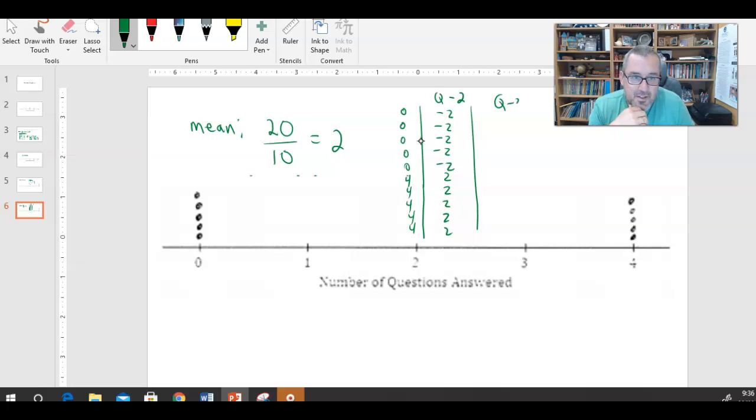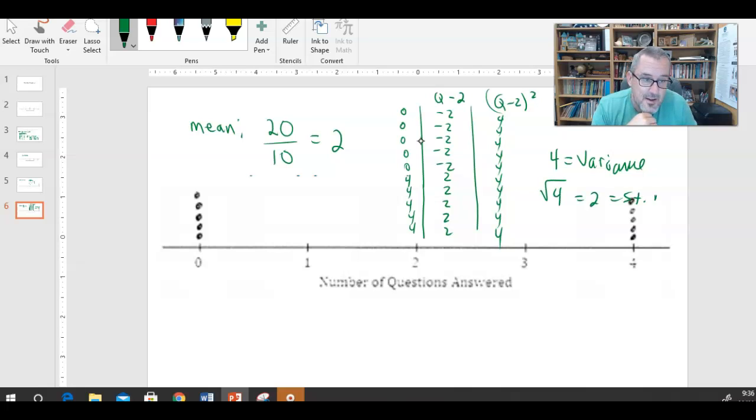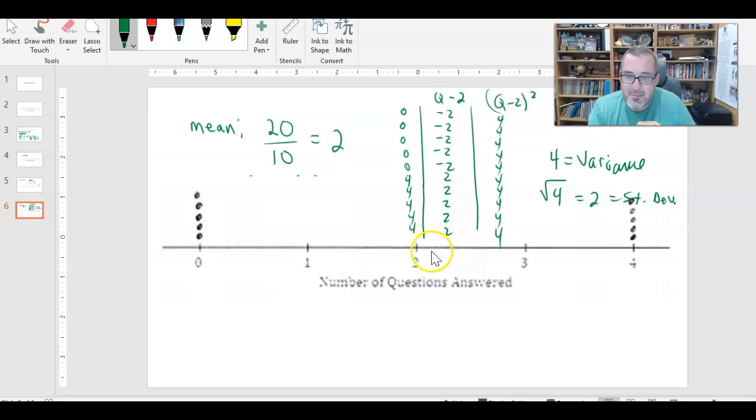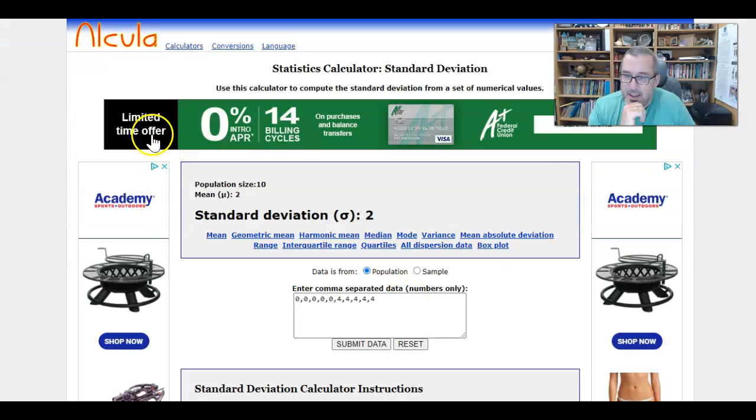But if we square that, as we do with standard deviation, we'd have all 4s. All right, so the average would be 4, which would be the variance. And the standard deviation would be the square root of 4, or 2. The biggest standard deviation we've seen, because with a mean of 2, we've got a whole bunch over here, we've got a whole bunch over here. So we're seeing the biggest deviation, and the computer agrees with us.